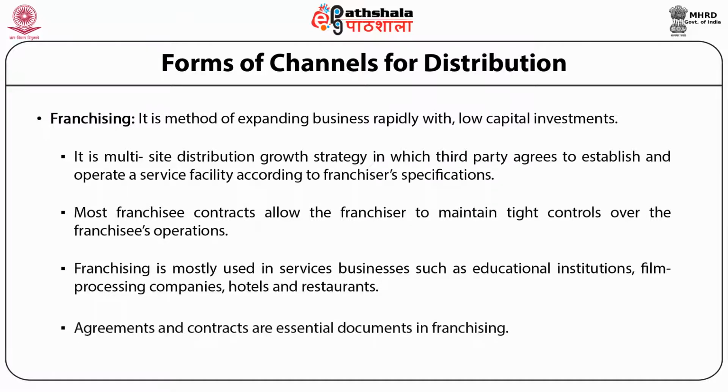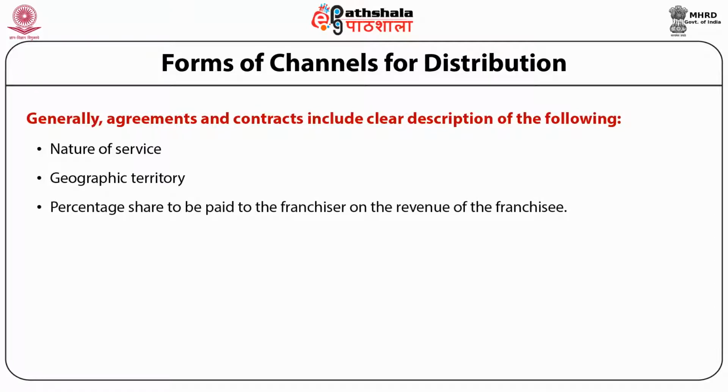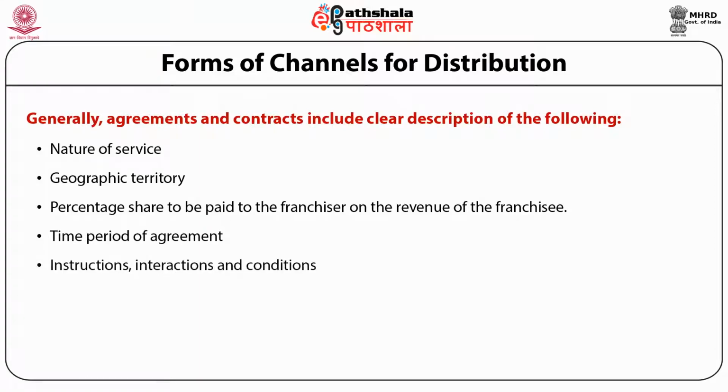Agreements and contracts are essential documents in franchising. Generally, agreements and contracts include a clear description of the following. Nature of service is an important aspect to understand in the agreement and contract. Second is geographical territory. Third is the percentage share to be paid to the franchisor on the revenue of the franchisee. Next is the time period of the agreement. Next are instructions, interactions and conditions.